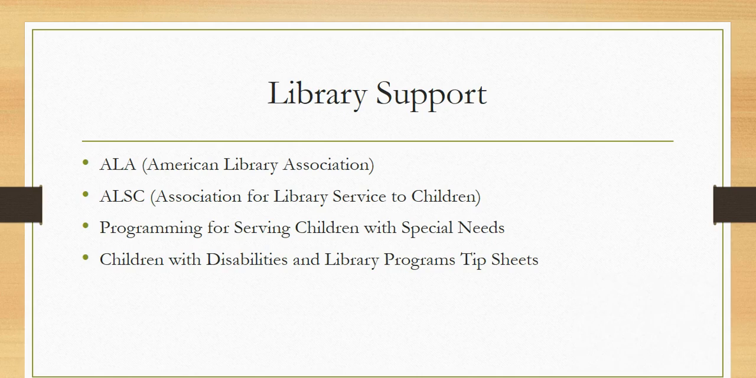Of course, there is programming for serving children with special needs and children with disabilities and library program tip sheets. These tip sheets are fairly comprehensive. They discuss different ways to program for a huge variety of disabilities. So there's a tip sheet for those with vision impairment. There's a tip sheet for deaf children. There's a tip sheet for autistic children. I think being a public librarian is probably a little trickier because you don't know your population.